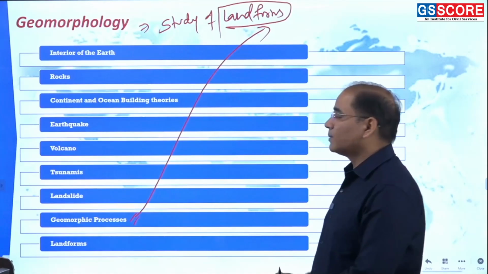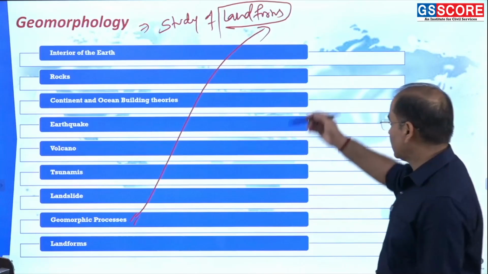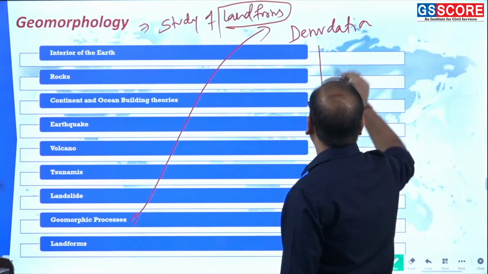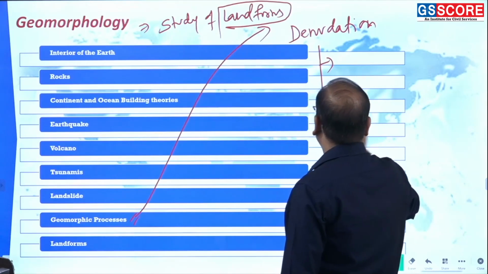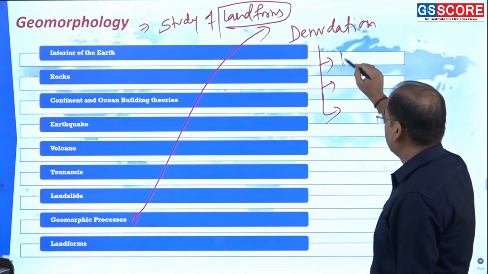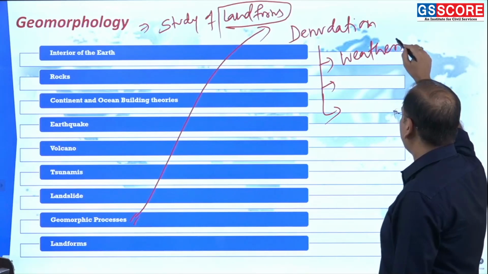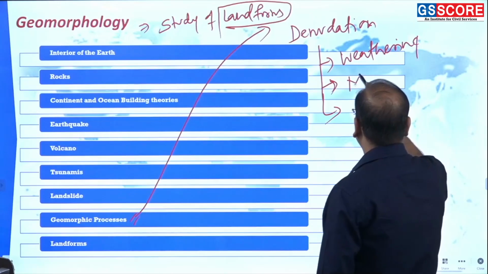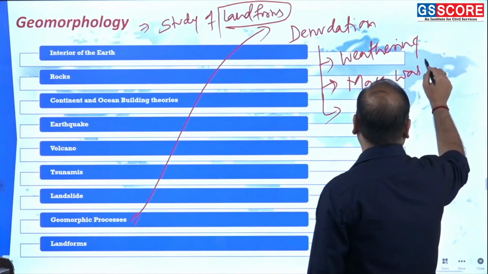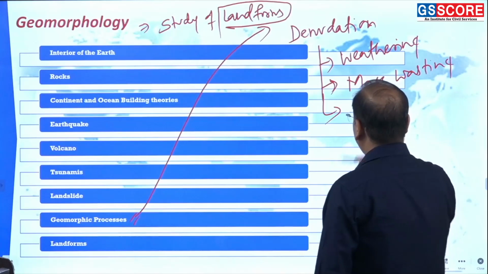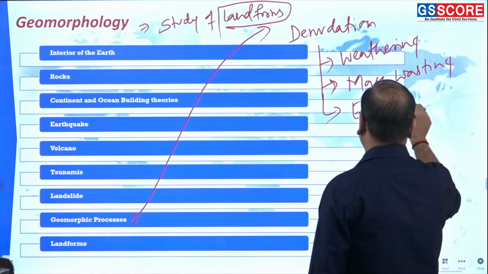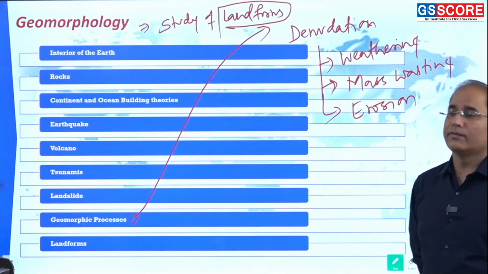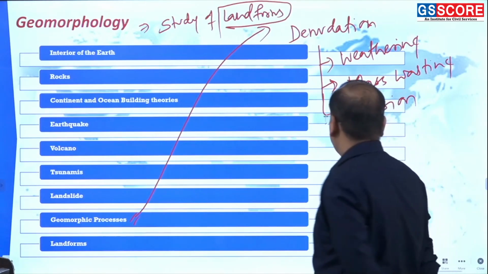Exogenic force is primarily associated with the geomorphic process of denudation. In denudation, we have a combined effect of three different processes. So you are supposed to study the phenomenon of weathering. Other than weathering, you are also supposed to study mass wasting and erosion. So under the geomorphic processes, you are supposed to study weathering, mass wasting and erosion.